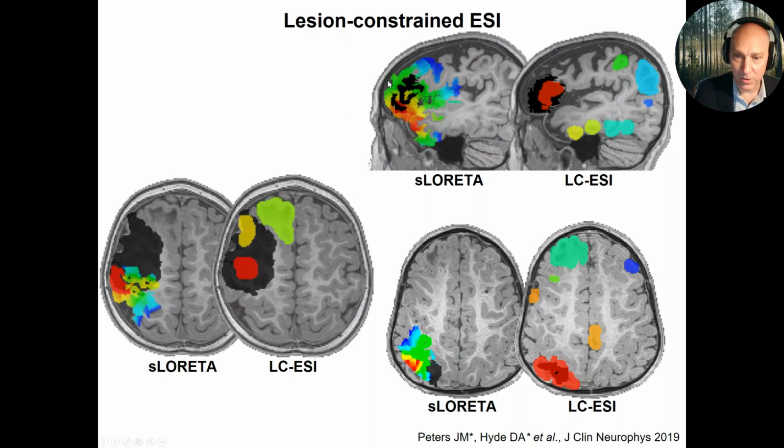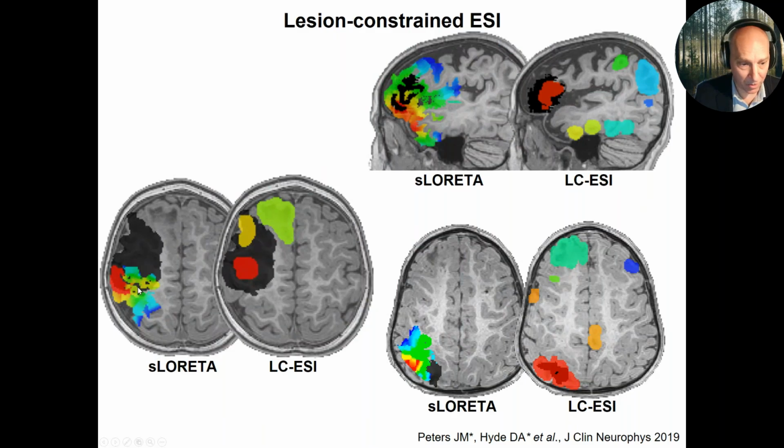But when we used our lesion constrained electrical source imaging, the lesions are color coded by their ability to explain the scalp EEG. And this lesion was clearly the hottest and fell smack in the cavity, the future surgical cavity of this patient, and the patient was rendered seizure free.